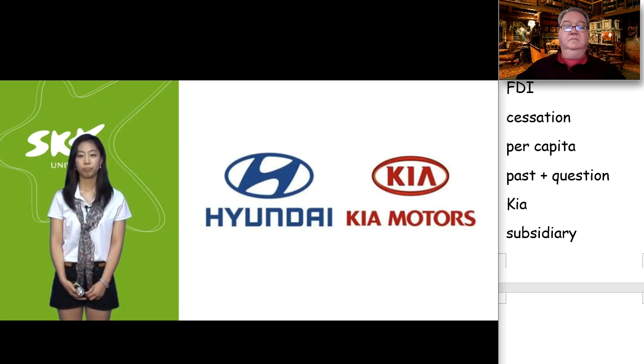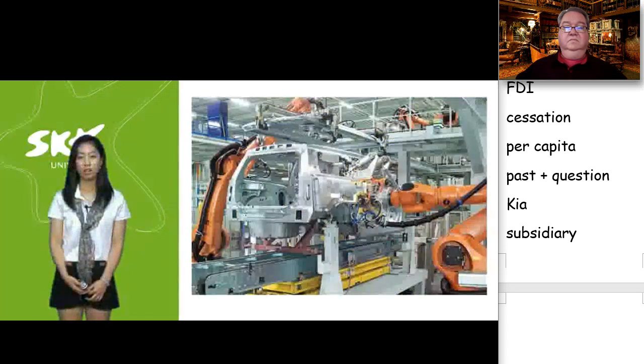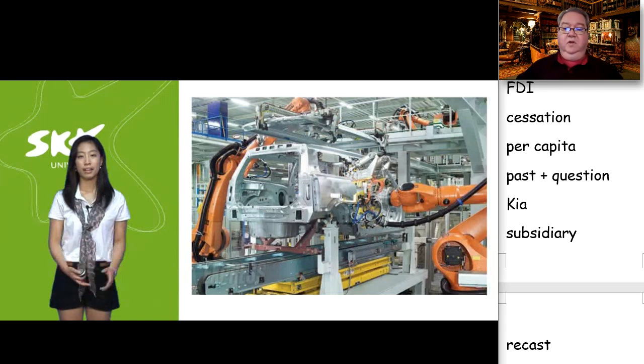Hyundai's success can be attributed to two key factors: engine research and development, and creating cheaper, more efficient manufacturing processes. Combined, Hyundai was able to recast themselves, sort of recreate themselves, reinvent themselves. Hyundai was able to recast themselves as a leader in automotive production, design, and reliability.